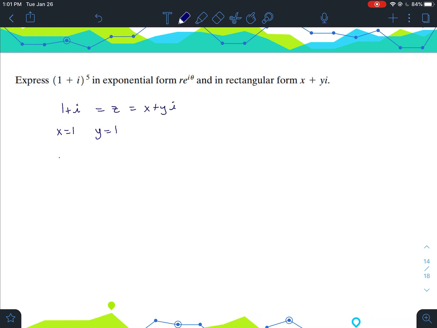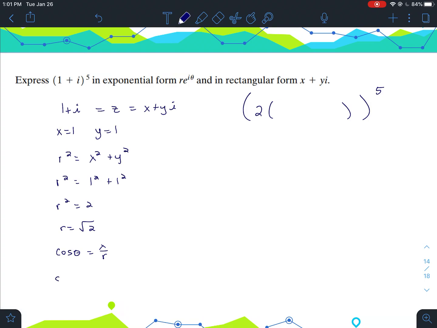So let's find our radius. So remember, r squared equals x squared plus y squared. And so r squared is going to equal 1 squared plus 1 squared, so r squared is going to equal 2, or r is going to be the square root of 2. So that's going to be my radius. And so now we're going to have root 2, and then we've got something to the 5th power. So we're going to put it in polar form or exponential form and then deal with the 5. And now we've got to find theta. Remember, cosine theta equals x over r, and sine theta equals y over r. So x over r is going to be 1 over root 2, or if you rationalize, root 2 over 2.